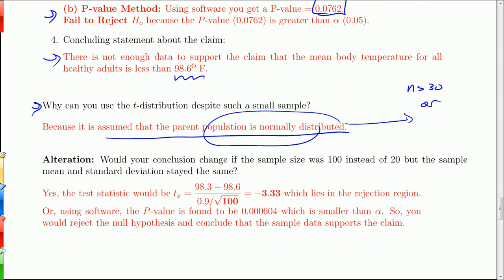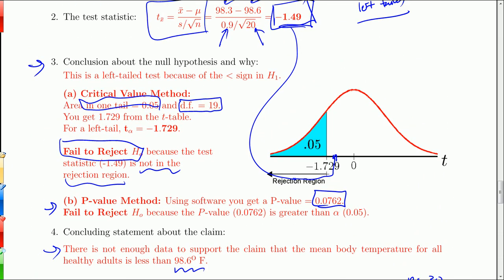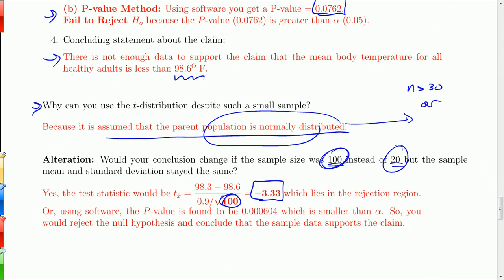Would your conclusion change if the sample size was 100 instead of 20? Right, that sample was pretty small. So if I change my sample to size 100 and everything else was the same, basically this would be different. Instead of 20, it's 100, and negative 3.33 is the test statistic. And if you look at your critical value, it's negative 1.79. I would then be deep in the rejection region. So I'd reject the null hypothesis, and my conclusion would change to just the opposite. I would say the sample data supports the claim. Right.